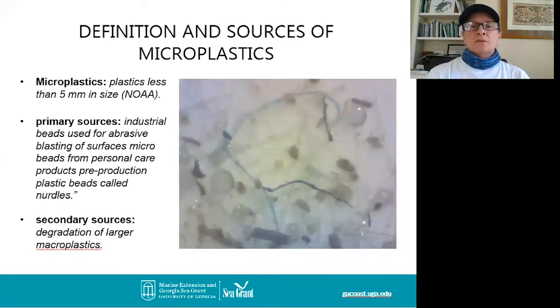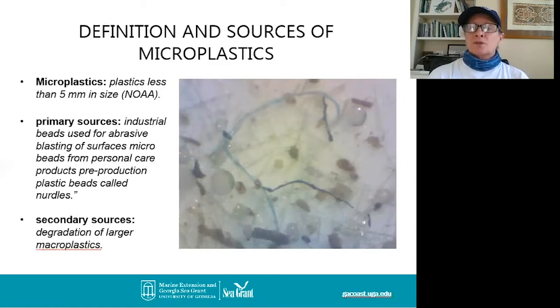So let's take a minute and review the definition and sources of microplastics. Microplastics are defined as plastics less than 5 millimeters in size. And where do they come from? Well, we can categorize their sources into two specific groups, the primary sources and the secondary sources. The primary sources of microplastics are plastic particles manufactured or produced in a size range below that 5 millimeters.